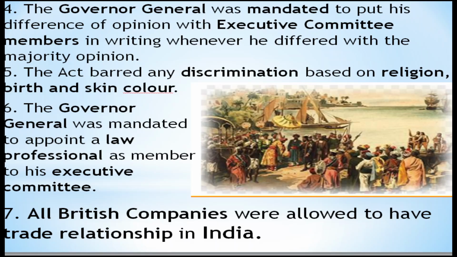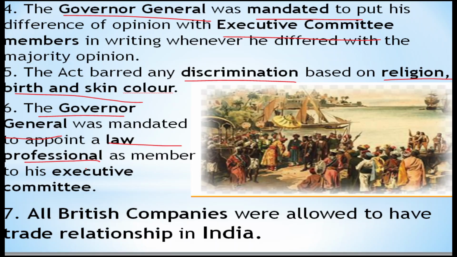Next, move to this. The Governor General was mandated to put his differing opinion with the executive committee members in writing whenever he differed with the majority opinion. The Act barred discrimination, meaning it restricted discrimination on the basis of religion, birth and skin color. The Governor General was mandated to appoint a law professional as a member of his executive office. So all the British companies were allowed to have trade relations in India. These are the main things.